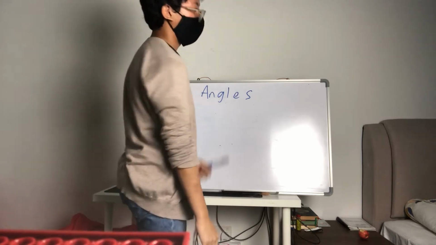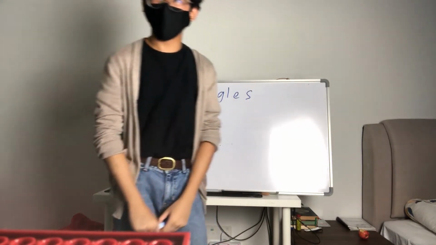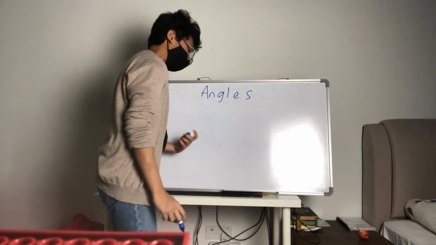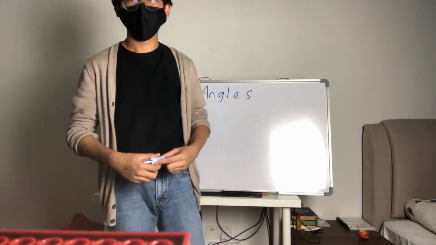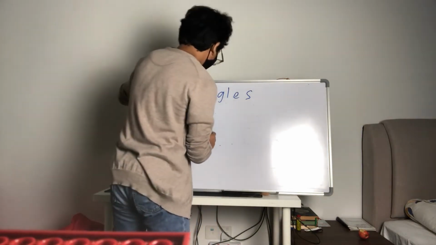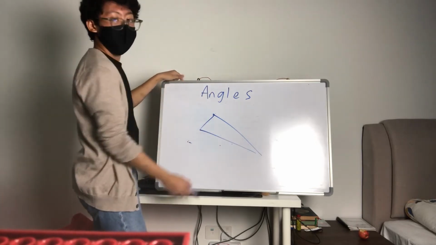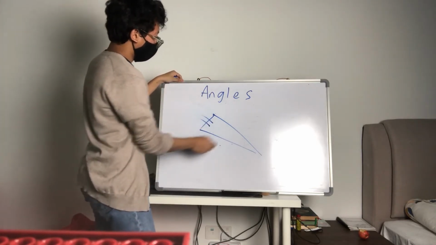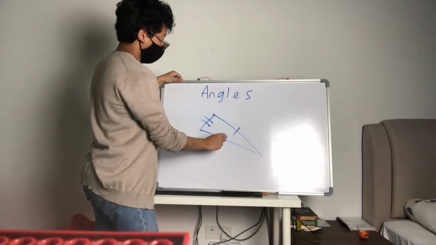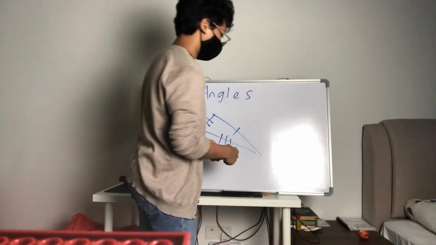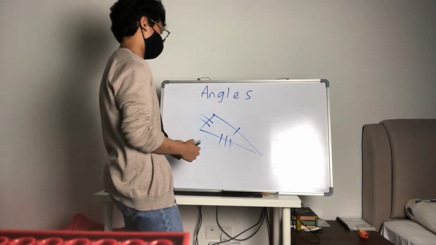Next triangle. The next triangle we're talking about is called the scalene triangle. The scalene triangle has no equal sides and no equal angles. Basically, it is an uneven triangle. For example, this side is not equal, this side is not equal, this side is not equal. Therefore, they have no equal sides and no equal angles.